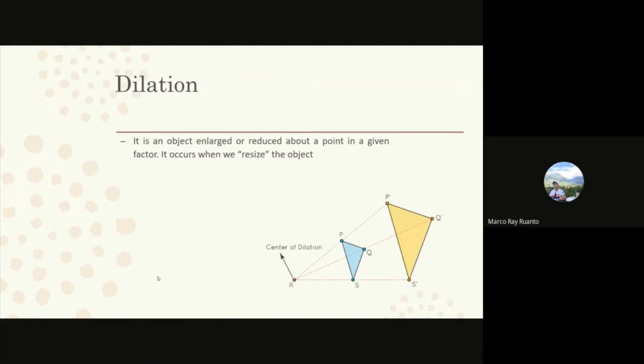Okay, dilations. When we say dilation, we simply resize the object. What is happening in the dilation is that the shape is being preserved, so the angle and the actual shape are preserved, but the lengths are not. The lengths are not congruent, but they are proportional. So that is what is happening in dilation. Dilation is not an example of a symmetric transformation.